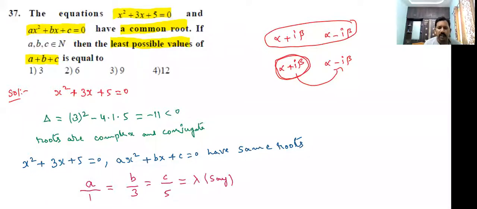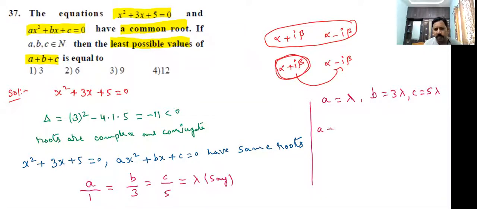Now what is the value of a, students? a by 1 is equal to lambda, so a is equal to lambda. b by 3 is equal to lambda, so b is equal to 3 lambda. Then c is equal to 5 lambda. These are the a, b, c values.